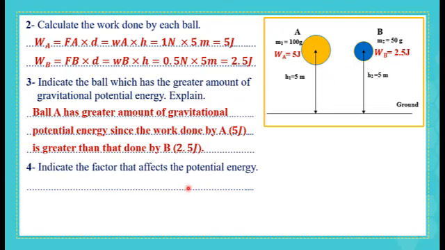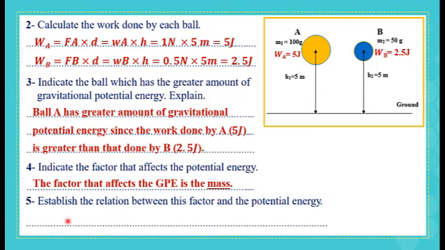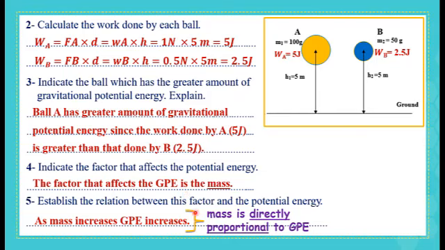Indicate the factors that affect the potential energy. Here, the factor affecting the potential energy is the mass of the ball. Establish the relationship between the factor and the potential energy. We noted that when the mass of the ball increased, the work done increased. For that, potential energy increased. So, as a result, as the mass of the object increases, the gravitational potential energy increases. Mass is directly proportional to gravitational potential energy.